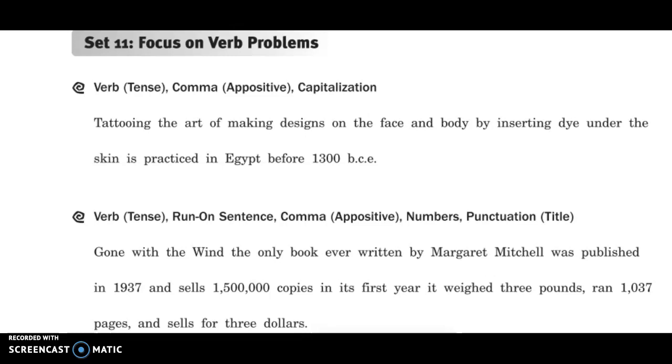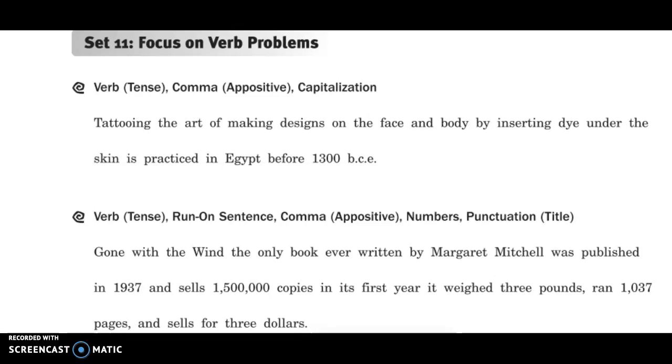Our sentence says, tattooing, the art of making designs on the face and body by inserting dye under the skin, is practiced in Egypt before 1300 BCE. In this sentence, I am looking for verb tense errors. I'm going to add commas to show that I have an appositive, and I have some capitalization errors as well. So first, let's take a look at our verb tense errors.